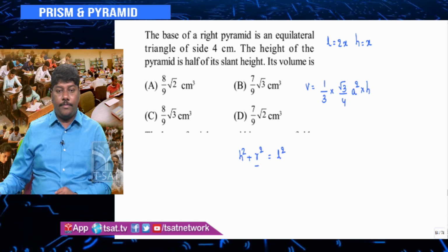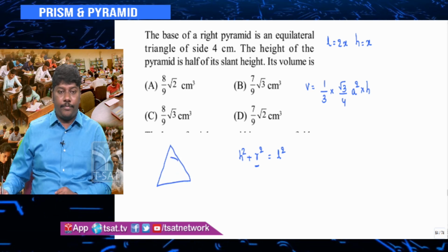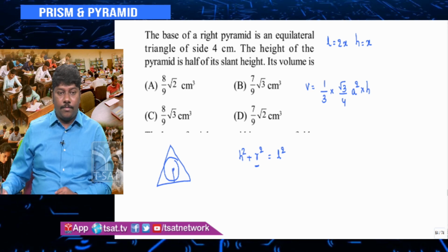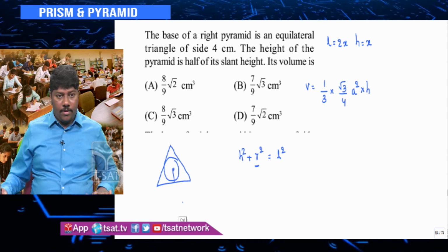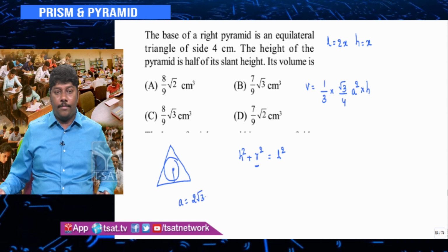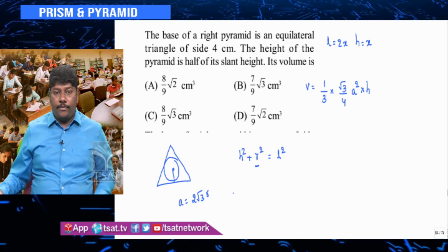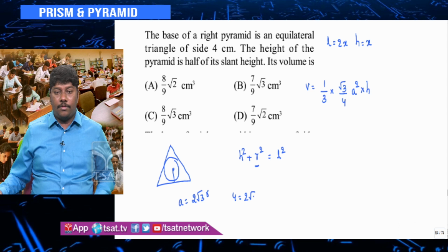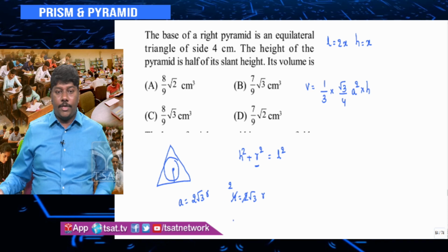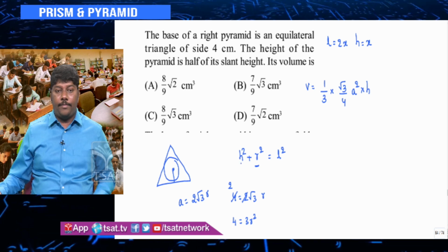Here r is the inradius. In an equilateral triangle, the relation between inradius and the side is a equals 2√3r. The triangle side is 4, so 4 is equal to 2√3r. Cancel it. Square on both sides: 4 is equal to 3r square. Therefore, r square is equal to 4/3.